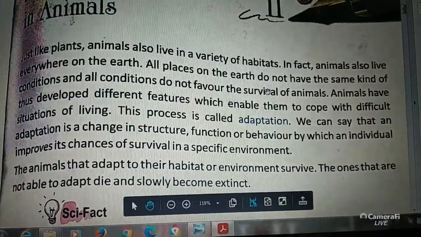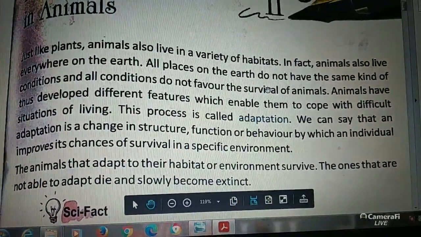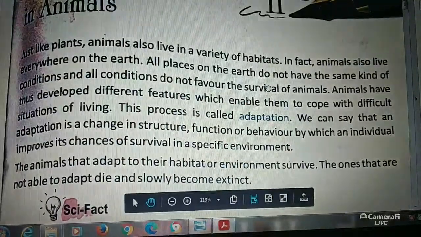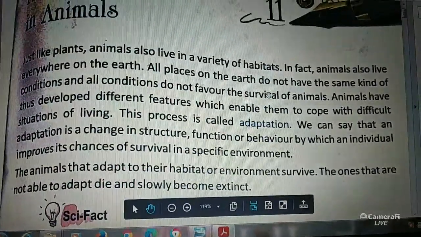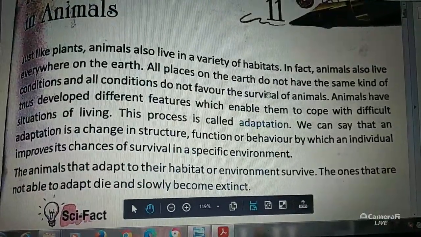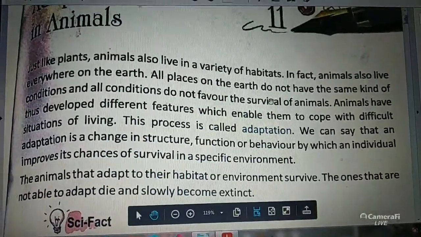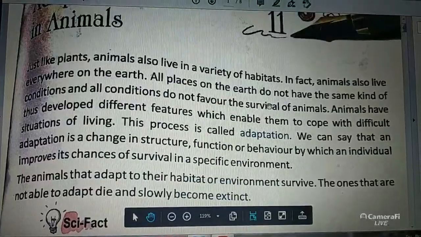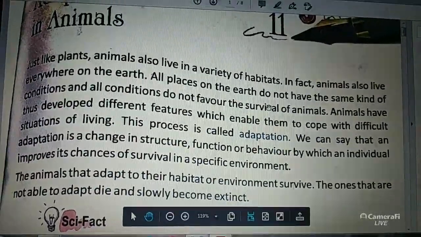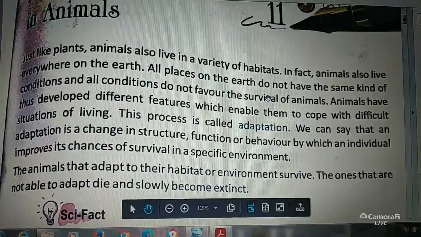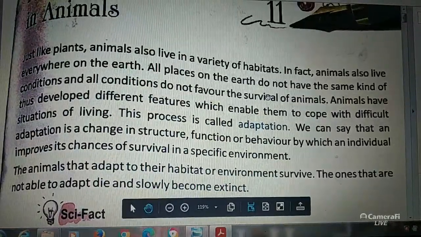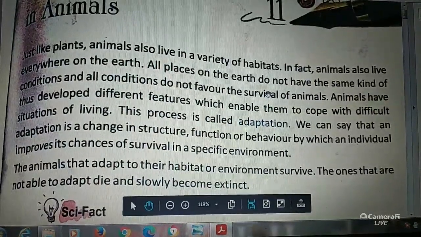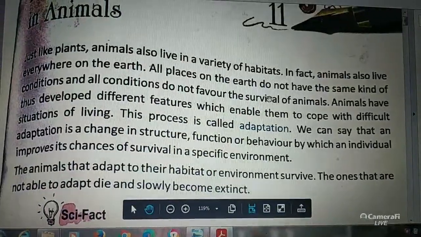Okay, we can say that an adaptation is a change in structure, function, or behavior by which an individual improves its chances of survival in a specific environment. So, here it is telling 1, 2, 8, 10, and 11. Chapter 11 is going on. 11 is also included. Okay, Devjit.